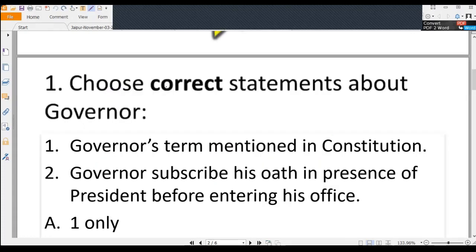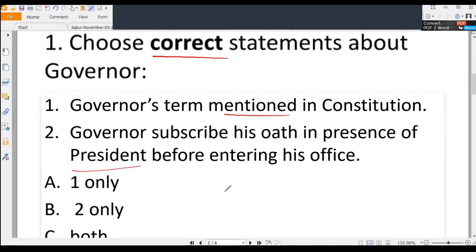So the first question is, consider the correct statements about the Governor. Governor's term is mentioned in the Constitution. Governor subscribes his oath in presence of the President before entering his office. Your options are one only, two only, both, and none. Now to attempt this question, pause this video for 5 seconds and try to attempt it.